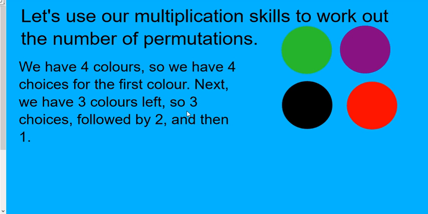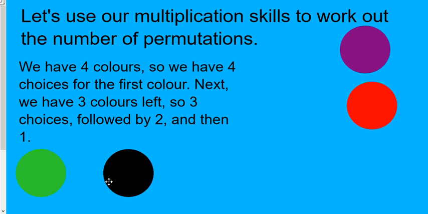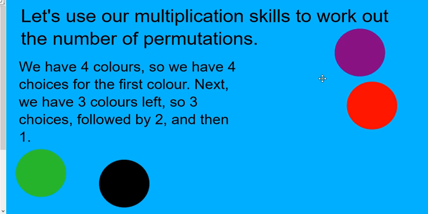So let's use our multiplication skills to work out the number of possible solutions. You can see in the corner here we have 4 coloured circles. Now we can arrange and draw them different ways, as earlier, but I think there's a quicker way of doing it. So, as we've got 4 different colours, that means we have 4 different choices for our first one. So let's put the green first. Next up though, we've only got 3 colours left, so we have 3 choices. So let's move the black one. Now we've got 2 left, so 2 choices, and then finally we've only got 1 choice left.